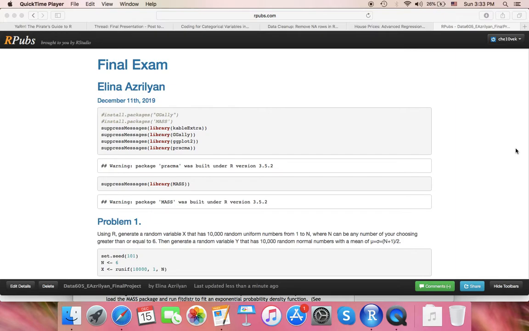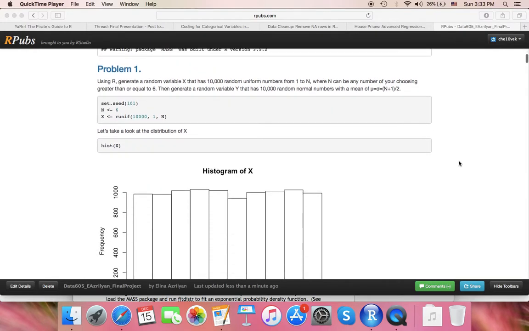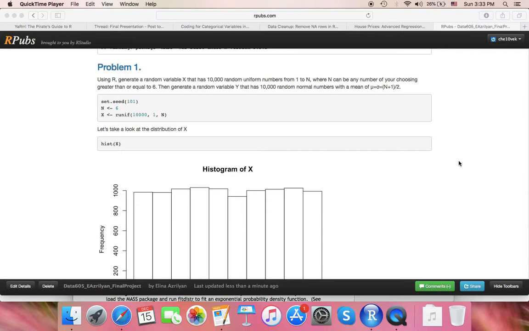Presentation of the final exam for Foundation of Computational Mathematics. Problem one was asking to create two distributions and then do some probability calculations based on that data.